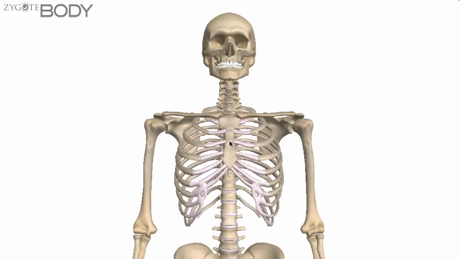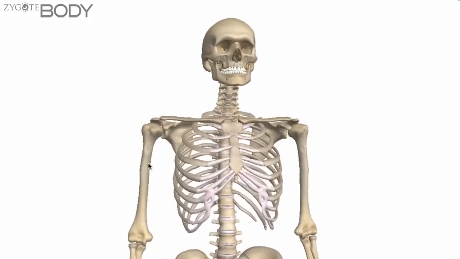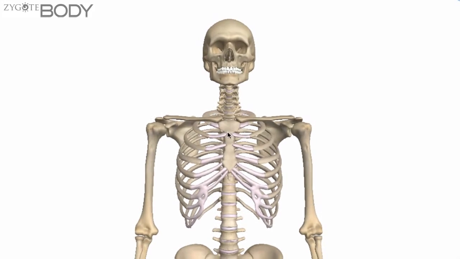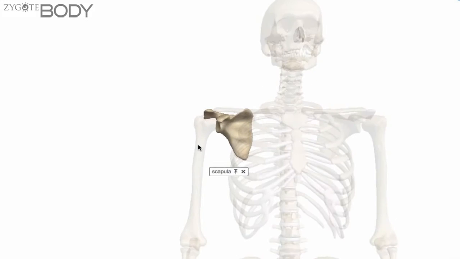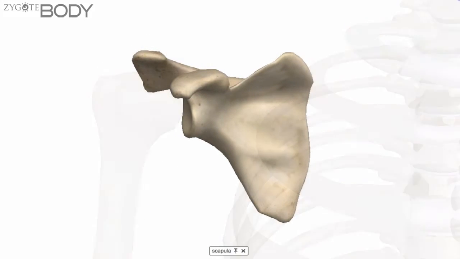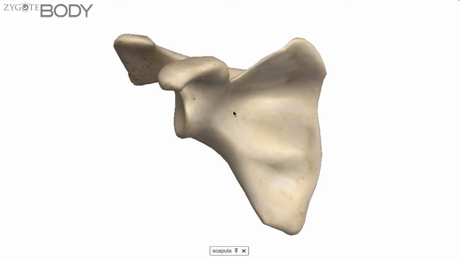So now I need to tell you that there are three borders of the scapula that you need to know. And to do so, I'm going to use the anterior part of the front side of the scapula to show these three borders. As you can see here, I'm zooming in and clearing out the skeleton. So this is the front part of the scapula, the one that is on top of the ribs. And there are three borders that you need to know.